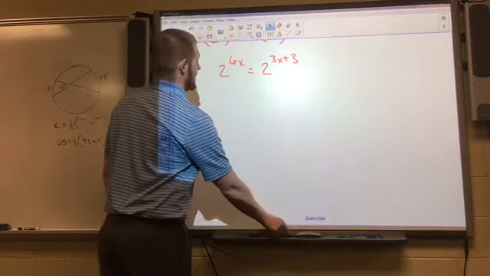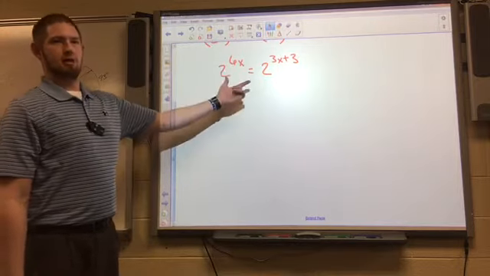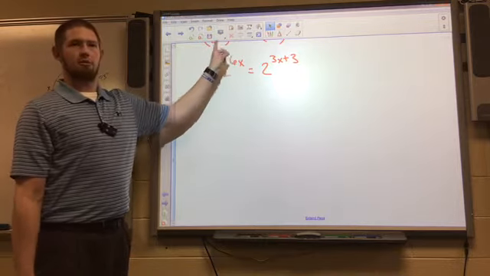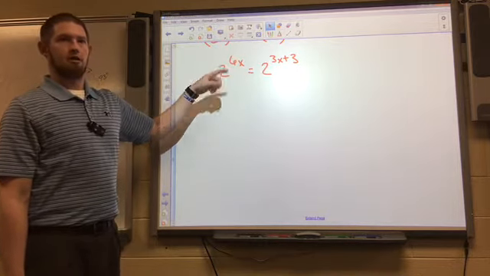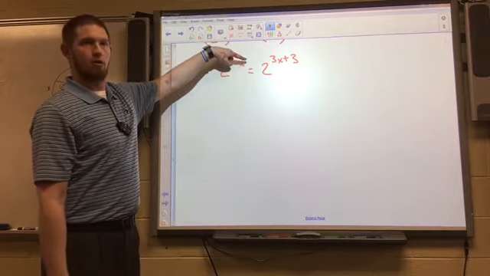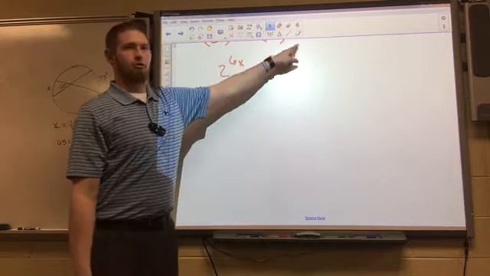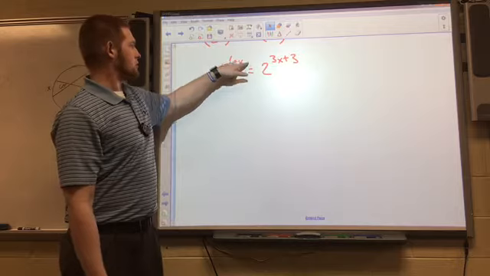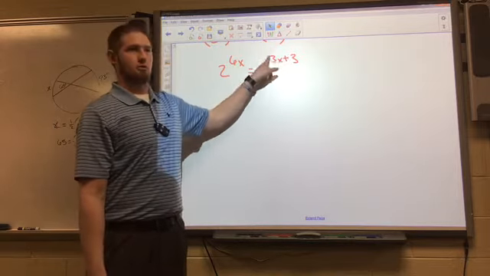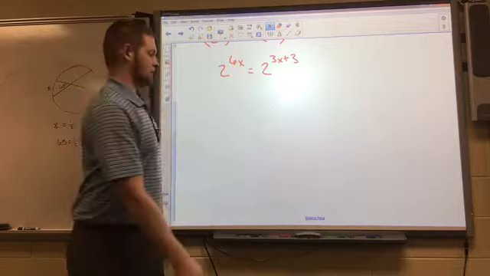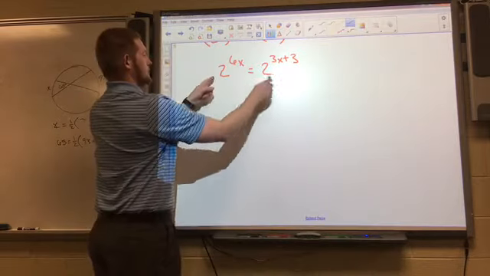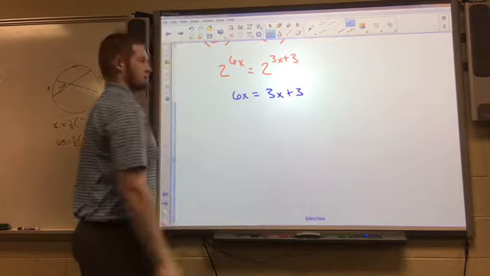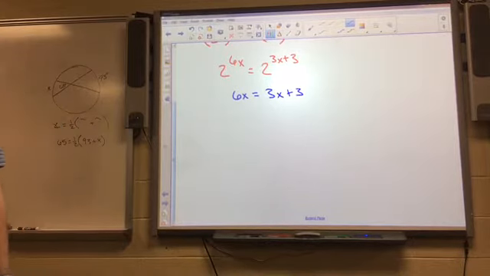Now the reason why we want that: if my bases are the same and I want everything to be equal, don't my exponents have to be equal to each other? Yeah, because if I got this to equal 2 and I got this to equal 3, then you'd have 4 equals 8, and that doesn't make any sense. So if this whole thing equals 2, this whole thing also has to equal 2, correct? So I know, because of that reasoning, that 6x has to be the same as 3x plus 3. They have to be equal to each other.